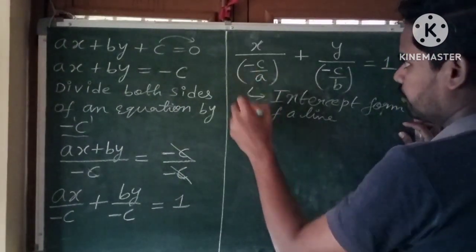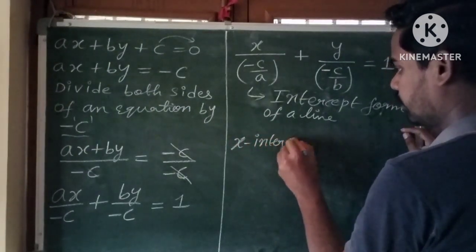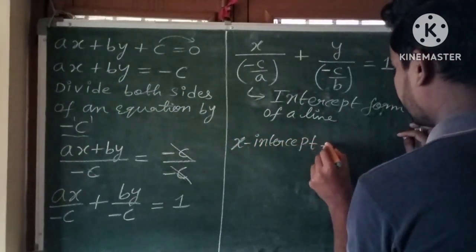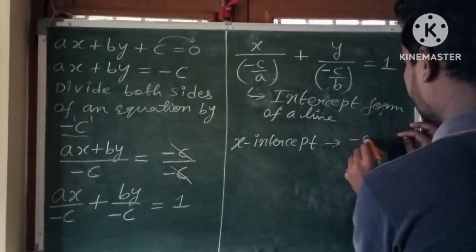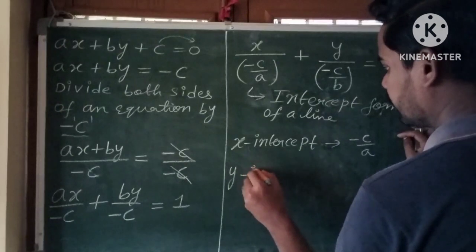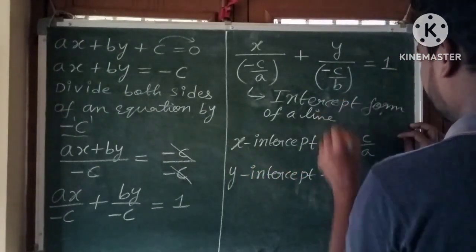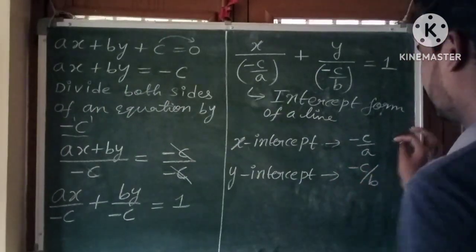So here minus c by a is called x intercept. Here x intercept is minus c by a, and y intercept is minus c by b. Minus c by b is called y intercept.